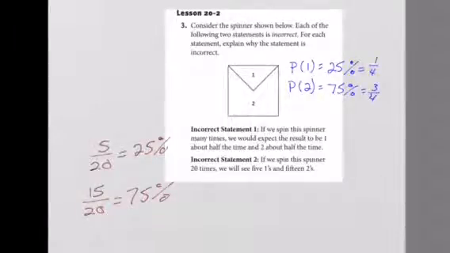We do not expect, if we spin 20 times, to actually get the exact amount, 25 and 75%, because 25% and 75% is a long-term prediction. In the short term, it's normally either more or less. The long-term probability is where it equals out to the 25% or the 75%. All right, moving on to the next question.